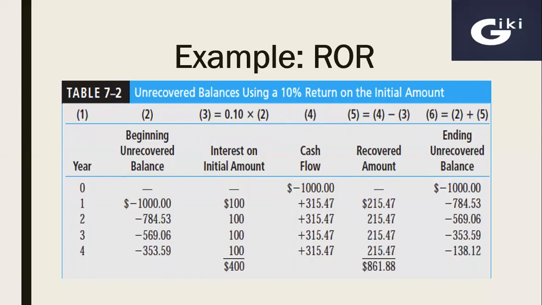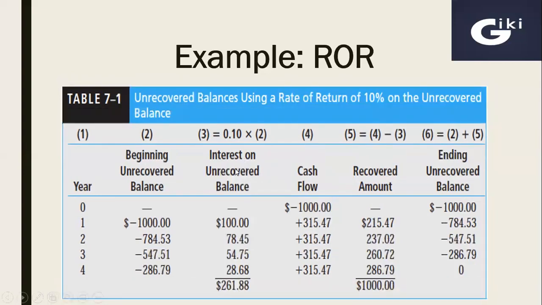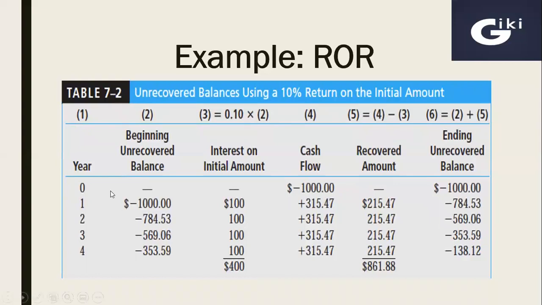Now, the unrecovered balance using a 10% rate of return on the initial amount. Now we have to calculate interest on the basis of the initial amount. If we see, the first column is the number of years, the second is the beginning unrecovered balance, the third is interest on initial amount, and here is the difference: the third column here is interest on initial amount, and the third column before was interest on unrecovered balance. The fourth column similarly is cash flows, the fifth column is the recovered amount, and the sixth column is the ending unrecovered balance.